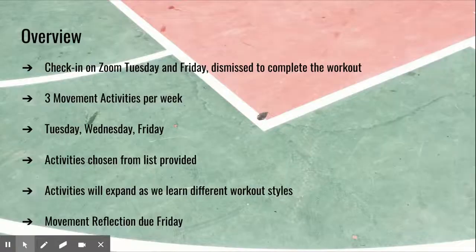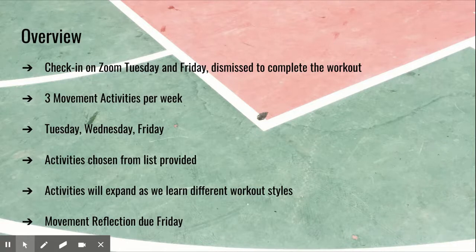Here's an overview of student expectations. On Tuesdays and Fridays during our class period, students should check in on Zoom. I will take attendance, answer any questions, and then students will be dismissed to complete their workout. Students complete 3 movement activities or workouts per week. They do one on Tuesday during class, one on Wednesday on their own time, and Friday in class.